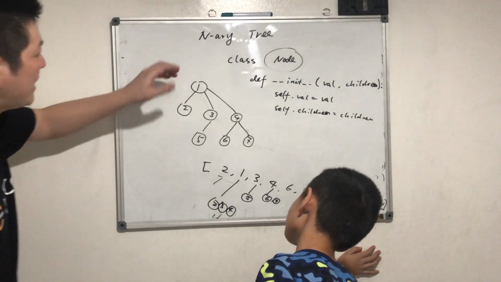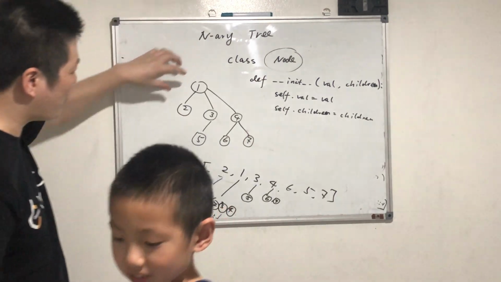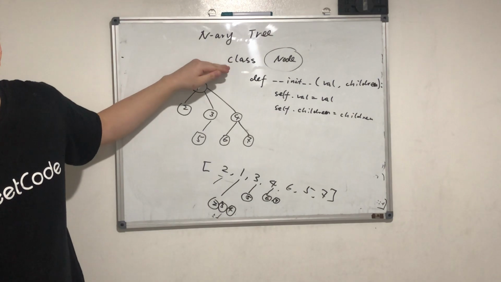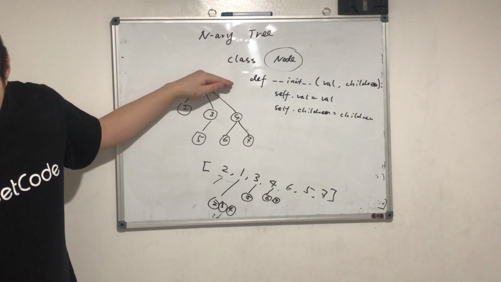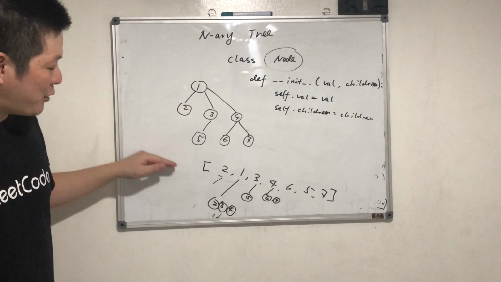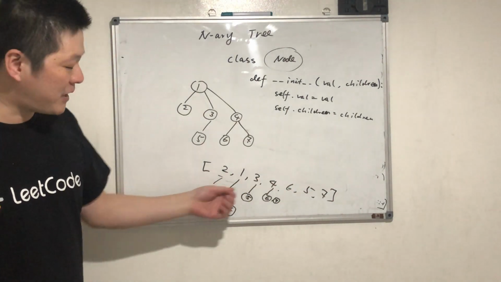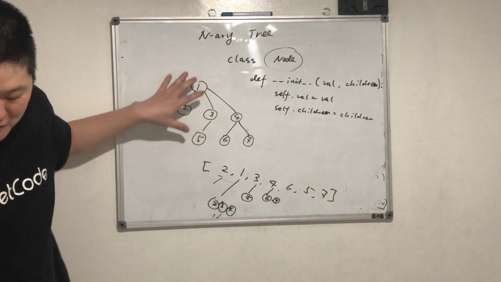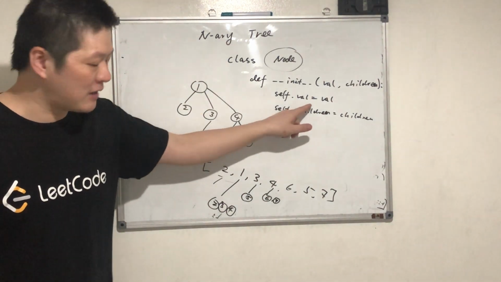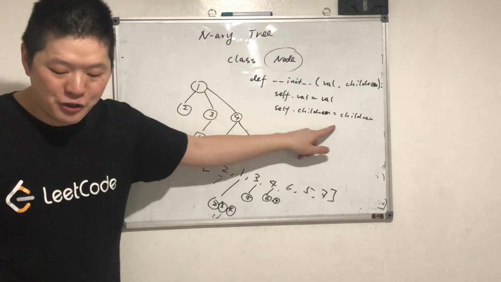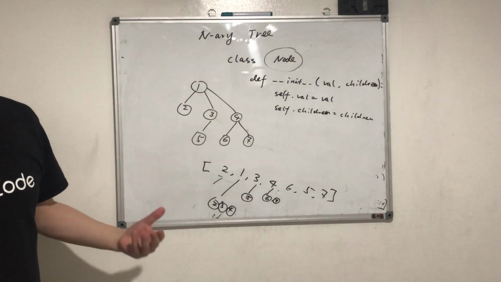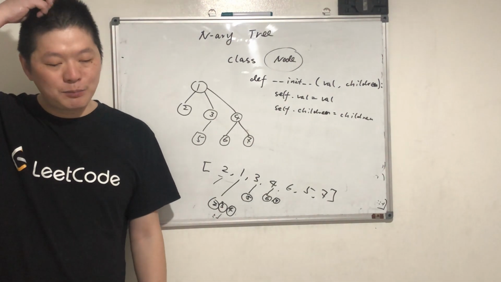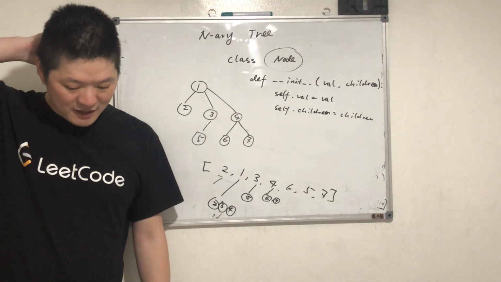Does it make sense? Normally, you're given a tree as a root. You know 1 is the root, and then you can traverse the tree using breadth first search or depth first search, right? But now, I'm not giving you the root. I'm giving you a list of the nodes in the tree, all the nodes. For each node, you know their value, and you know their children. So how are we going to find out which node is the root? Do you understand this problem?